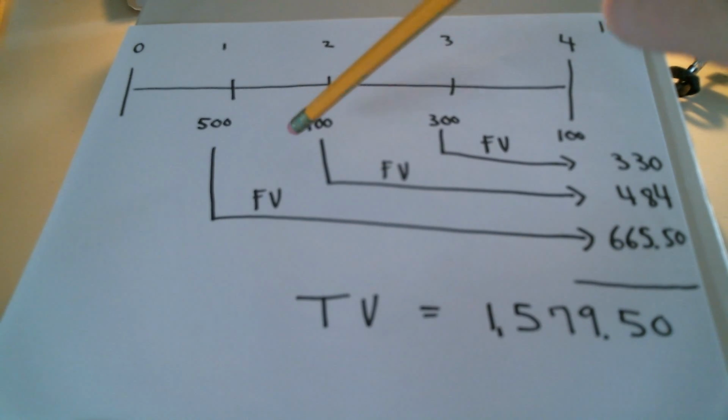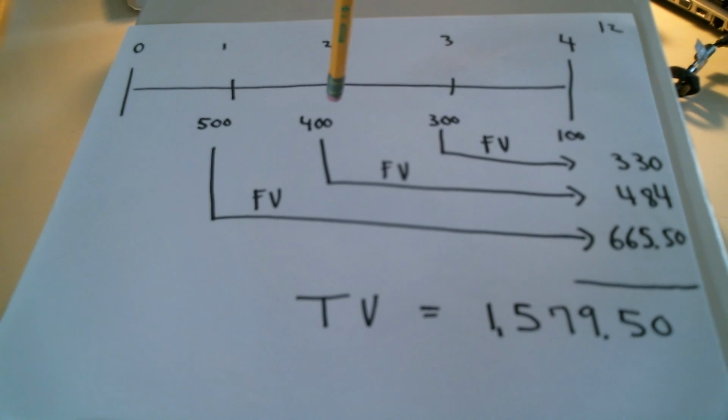We set up another equation. We want the future value of 400 for 2 periods at 10%, the cost of capital. That gets us to 484. 300, same thing, that will get us to 330. Again, 100 ends at the terminal value, the end of the project. So we add all these amounts, and that gives us $1,579.